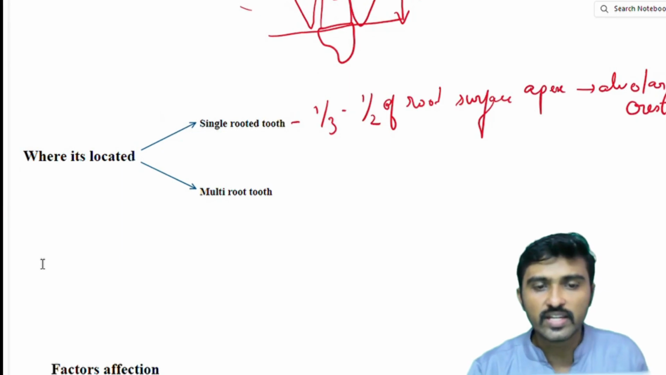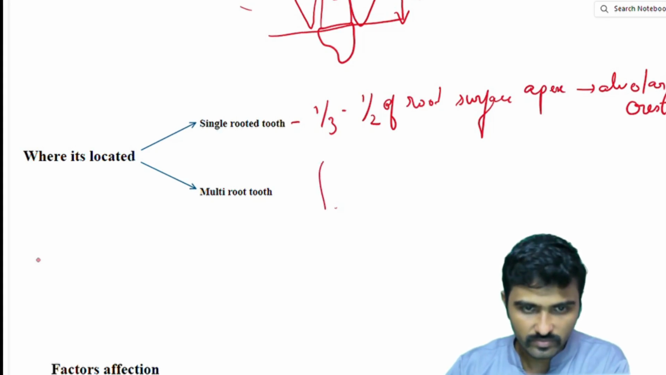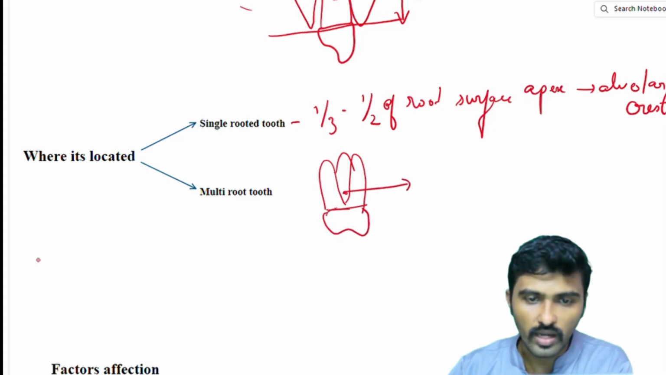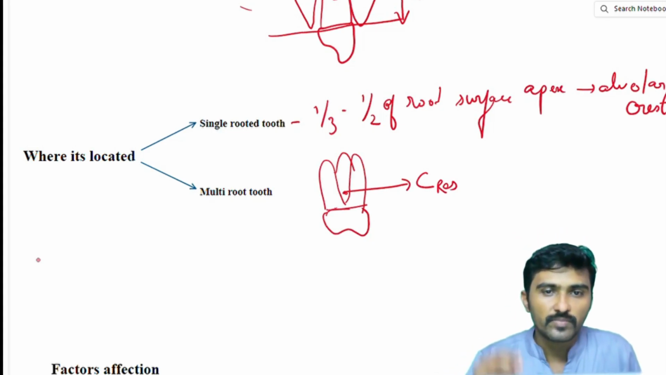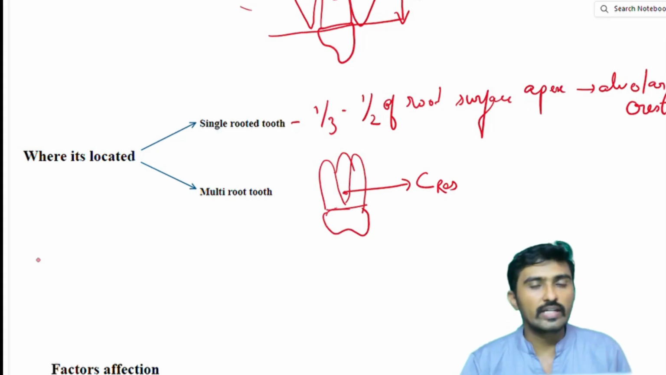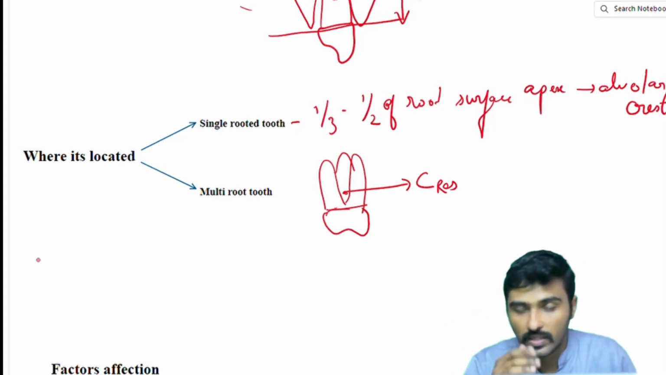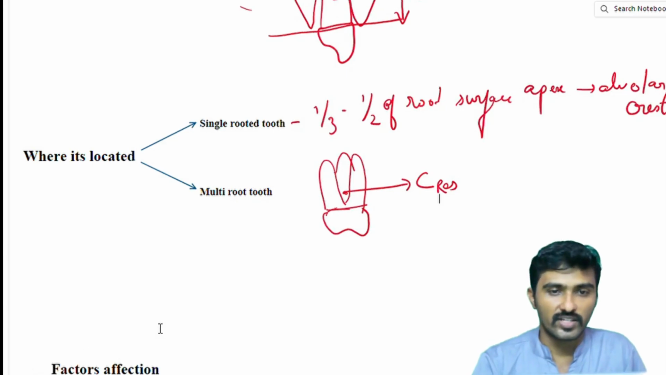Now, in case of a multi-rooted tooth, something like molars, for example if you take a maxillary molar, the center of resistance is situated 1 to 2 mm apical to the furcation. The same applies for mandibular molars as well. So just a quick recap: number one, for a single rooted tooth, it is located 1/3 to 1/2 of the root surface from root apex to alveolar crest. Whereas in case of a multi-rooted tooth, it is located 1 to 2 mm apical to the furcation level.